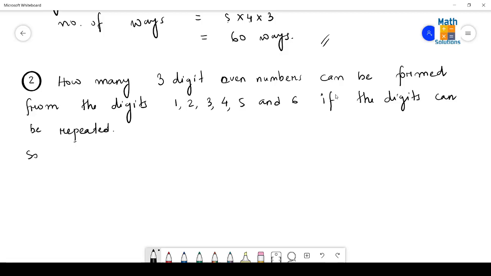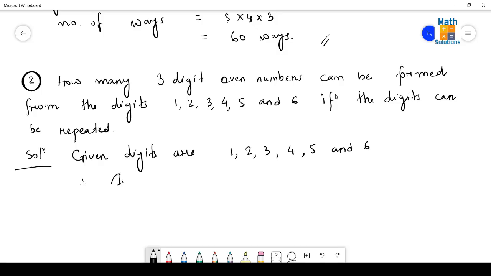So in the solution part, let us first write down what are the digits given. Given digits are 1, 2, 3, 4, 5 and 6. So total number of digits is equal to 6 here.